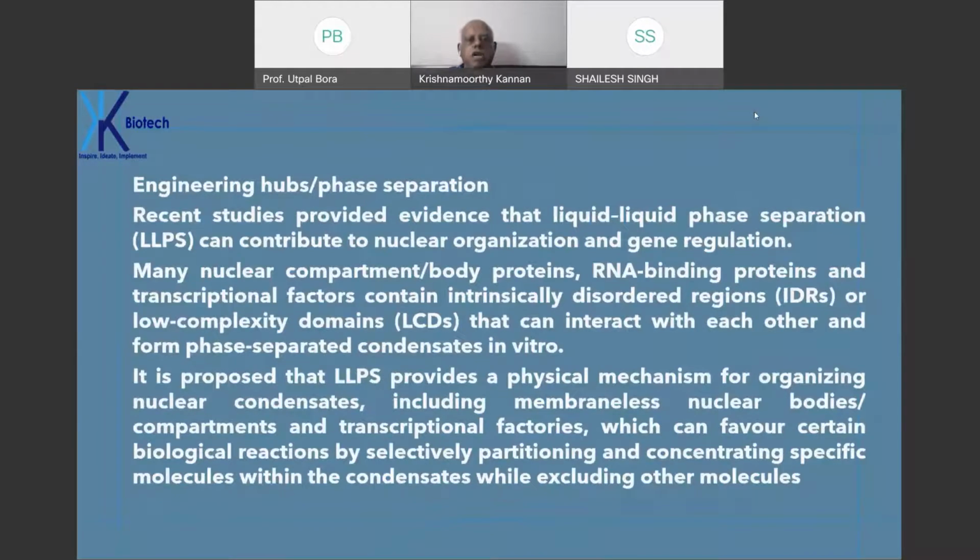Engineering hubs. Now, there is another very interesting thing inside the nucleus: liquid-liquid phase separation, which separates them to keep them distinct. There must be some density gradient or whatever it is. Many nuclear compartment body proteins and RNA binding proteins contain intrinsically disordered regions. This is a very important subject, intrinsically disordered regions, or low complexity regions, that can interact with each other and form phase separated condensates in vitro.